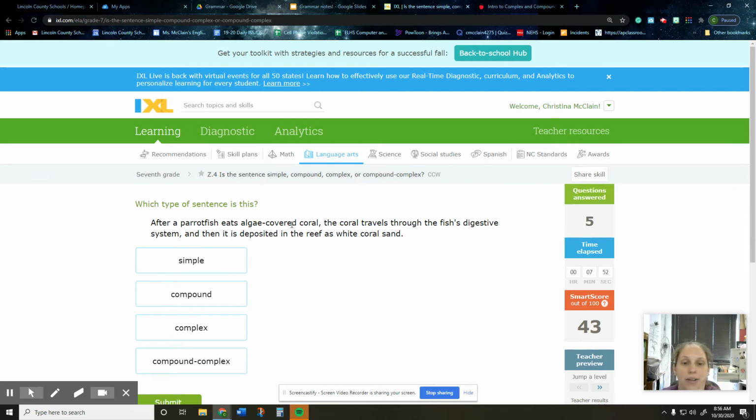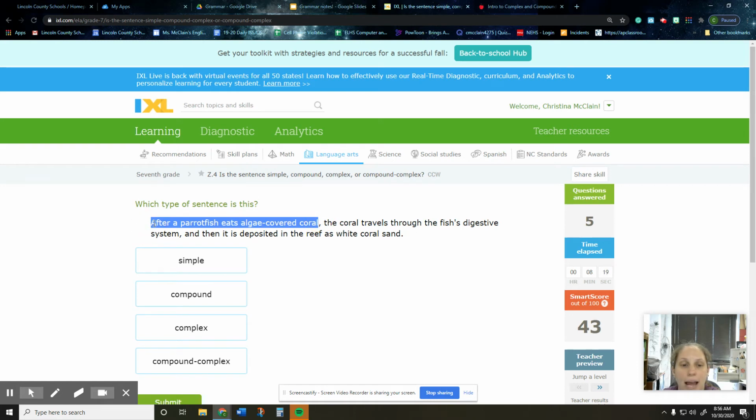After a parrotfish eats algae-covered coral, the coral travels through the fish's digestive system. Then it is deposited in the reef as white coral sand. All right, so I've got comma and. So again, this is probably a compound sentence. All right. The coral travels through the fish's digestive system. Complete sentence. Then it is deposited in the reef as white coral sand. Complete sentence. Now I have to decide, is it compound or is it compound complex?